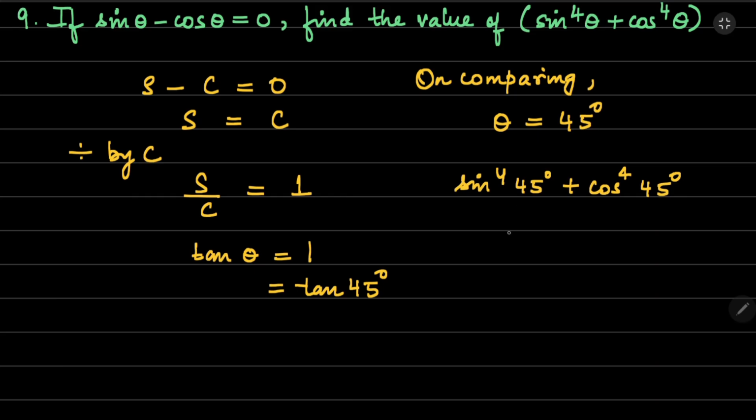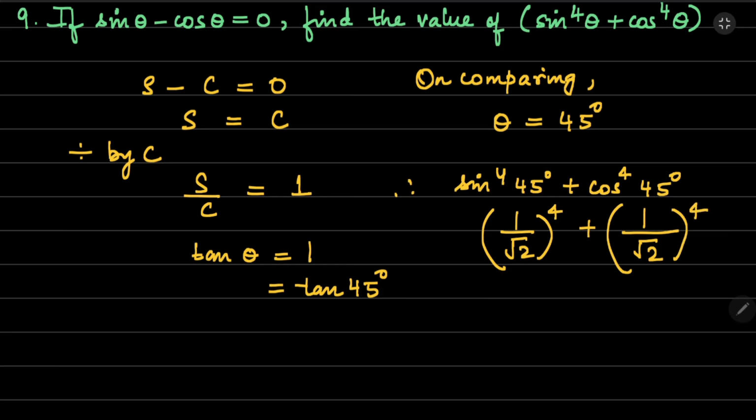What is sine 45 and cos 45? Both the values are 1 by root 2. You should remember these values. Whole to the power 4 plus cos 45 is again 1 by root 2 whole to the power 4. What is 1 by root 2 whole to the power 4? So root 2 whole to the power 4 is 4, 1 by 4. Okay, so 1 by 4 plus 1 by 4, which is equal to 2 by 4, which is equal to 1 by 2. And that's your answer. So very easy question. A quick 2-mark question. You should be able to do it very, very easily. Okay, just practice a lot of questions.